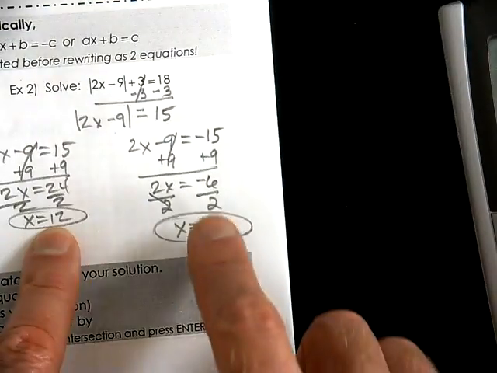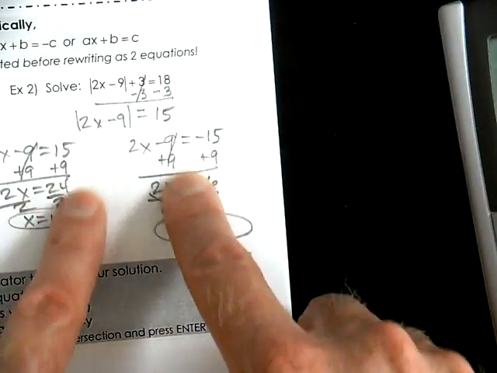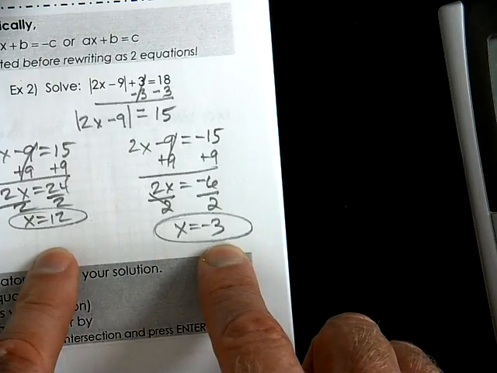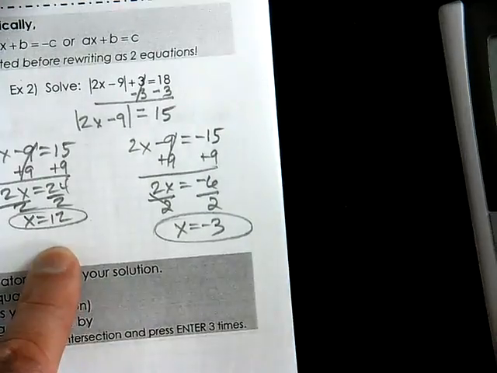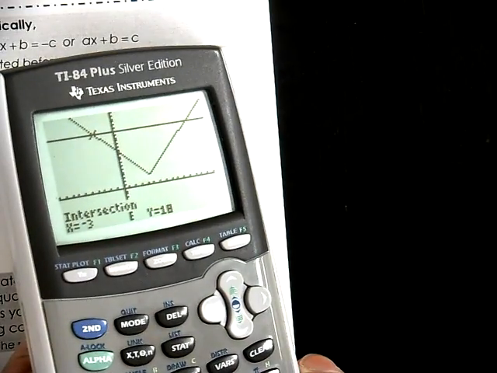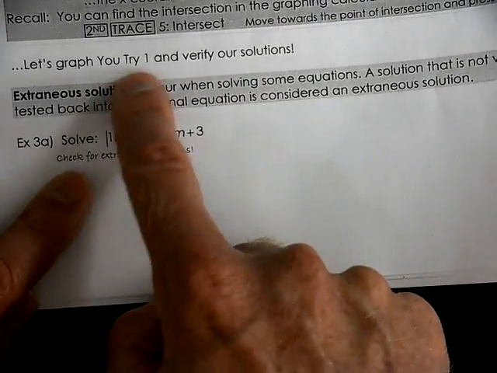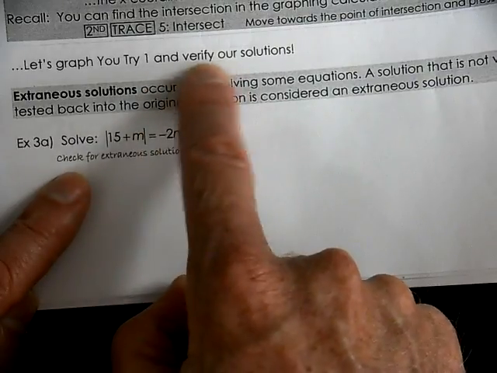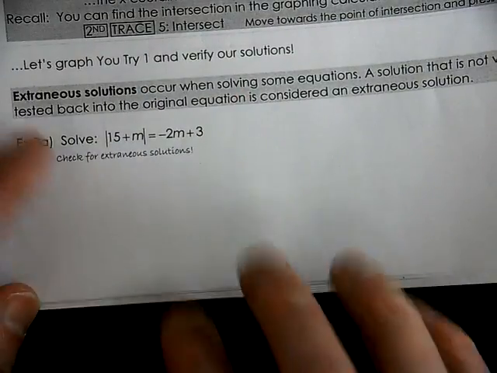On your test, you'll have a portion of your test that you must show algebra. And you might have a test where you're allowed to use your calculator. All right. So we verified our answer using our calculator.